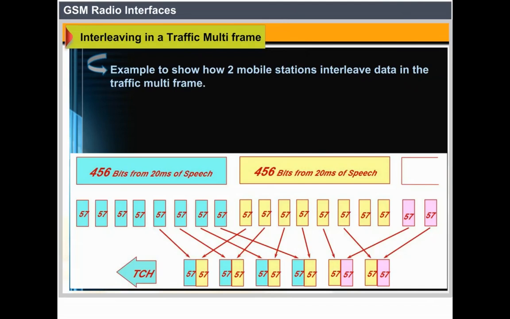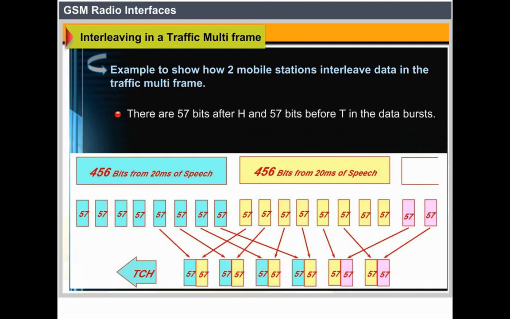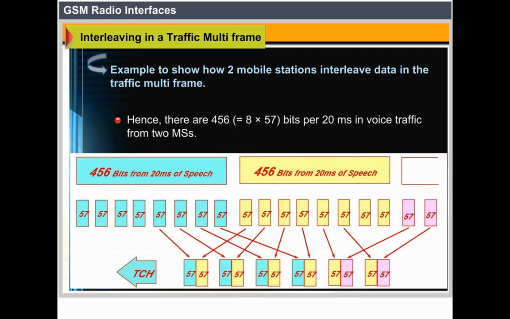Example to show how two mobile stations interleave data in the traffic multi-frame. Assume two MSs, MSI and MSJ, multiplexed in TDMA slots on the data bus. There are 57 bits after H and 57 bits before T in the data bus. For TCH/F, traffic channel full rate, the transmission rate is equal to 22.8 kbps. Therefore, there are 456, equal to 8 × 57, bits per 20 ms in voice traffic from 2 MSs.